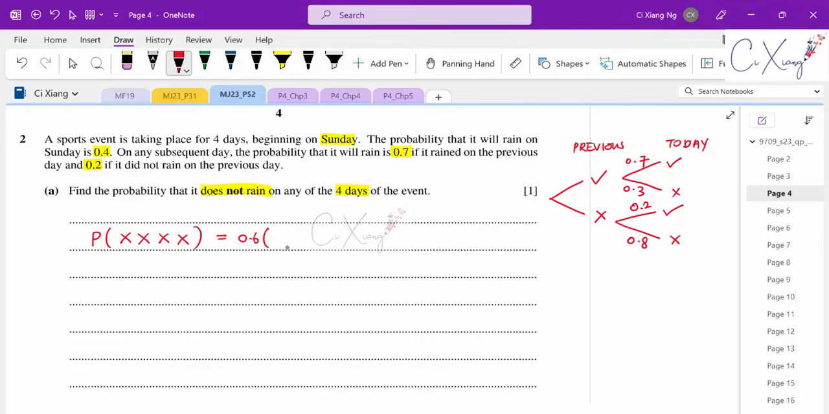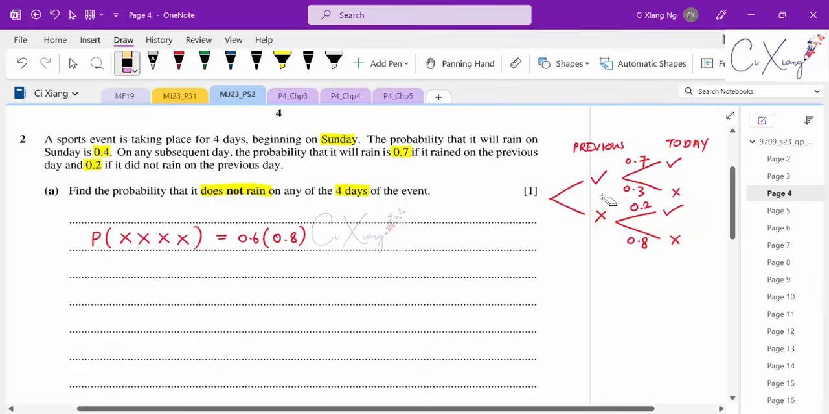So which one is the probability that I should take? You have to ask yourself, previous day, is it rain or not? So previous day not raining, right? If previous day not raining, today also not raining, the probability is 0.8. Okay, so I'm having 0.8 for the second day.